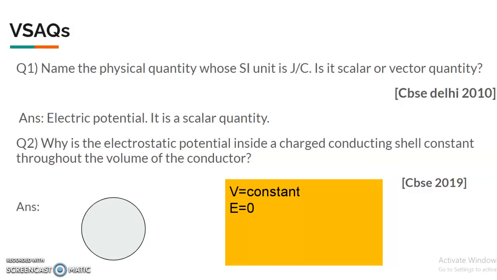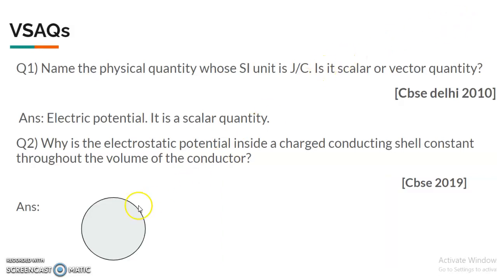Okay, there will be no tangential component and hence the work done in moving the charges inside the conductor or on the surface is going to be 0. Hence, electrostatic potential is always constant throughout the volume of the conductor.